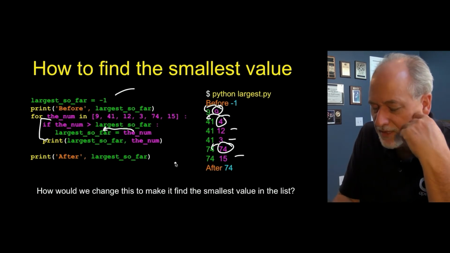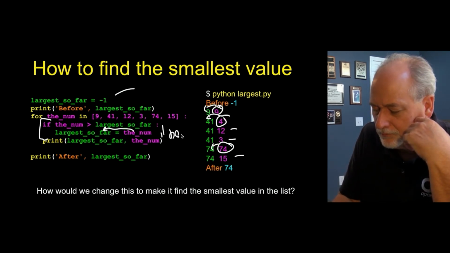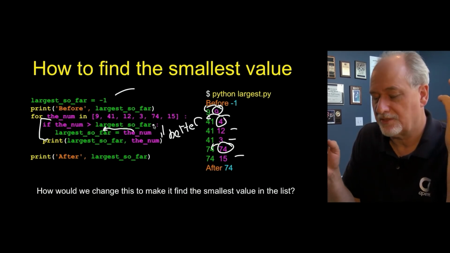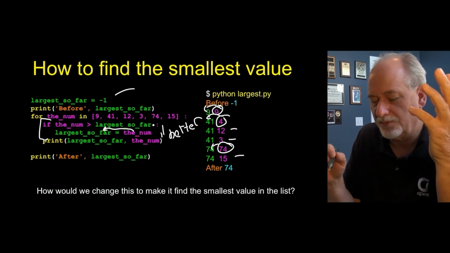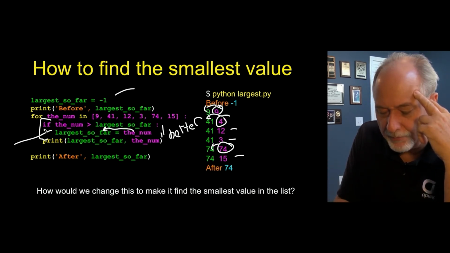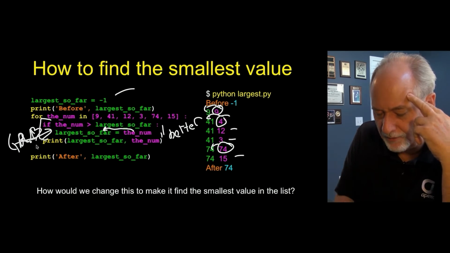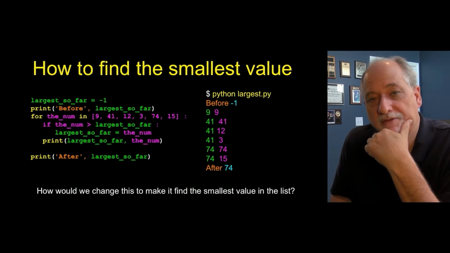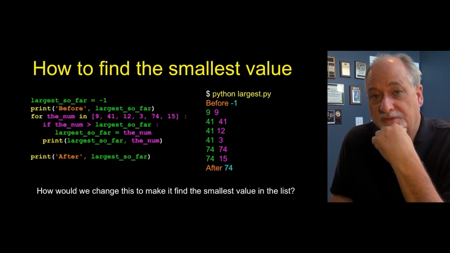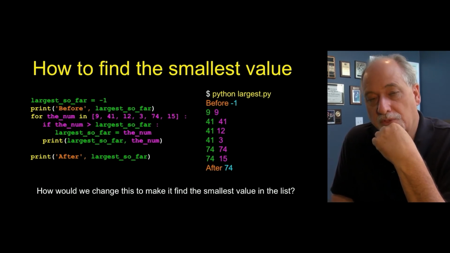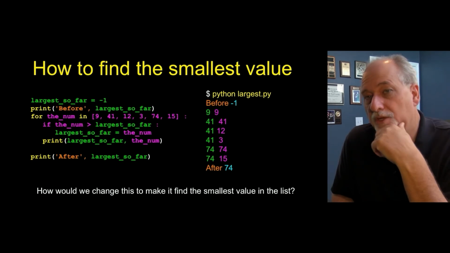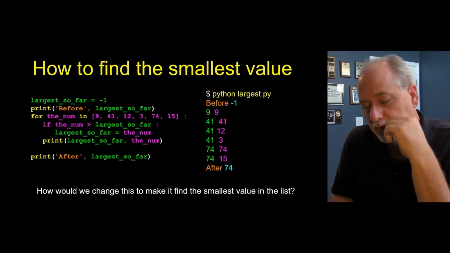So you could think of this as better. When the number we're looking at is greater than our working hypothesis of the largest, we grab it because it's better. So this line right here is the grab line. Then the question is, how would you modify this code to teach it to find the smallest value in this list of numbers? You have a starting number and a notion of what's better in this grabbing. How could you do that? Take a look.